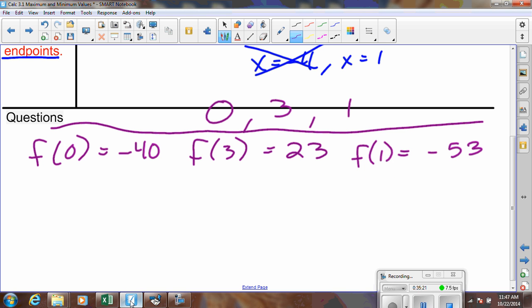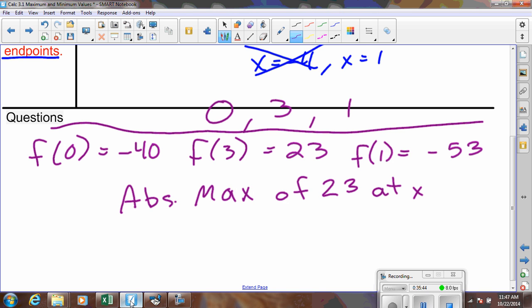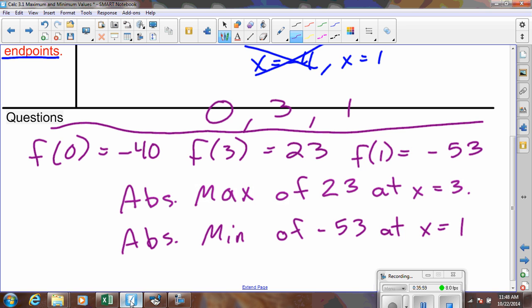What we just found are the y values for where the absolute maximum and absolute minimum could possibly be. Well, which is the maximum then? 23. We get an absolute maximum of 23 at the x value of 3. We get an absolute minimum of -53 at the x value of 1. And so there we are, we're done.